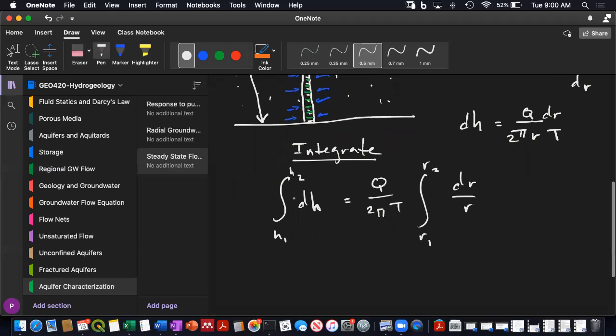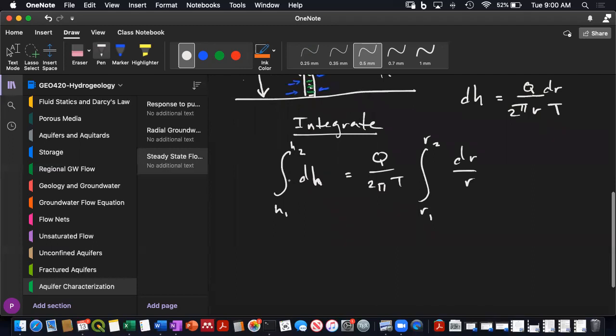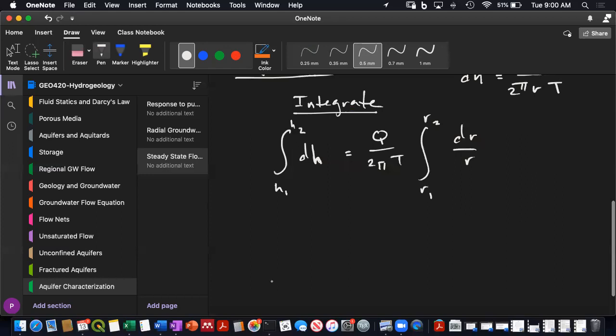All right. Well, the integral of dH, that's the simplest one we can do. It's just H, and we evaluate H1 and H2. We're going to get H2 minus H1. Integral of 1 over r dr is the natural log of r. So this will be Q over 2 pi T natural log of r2 over r1. Here I've just evaluated it at these two bounds.